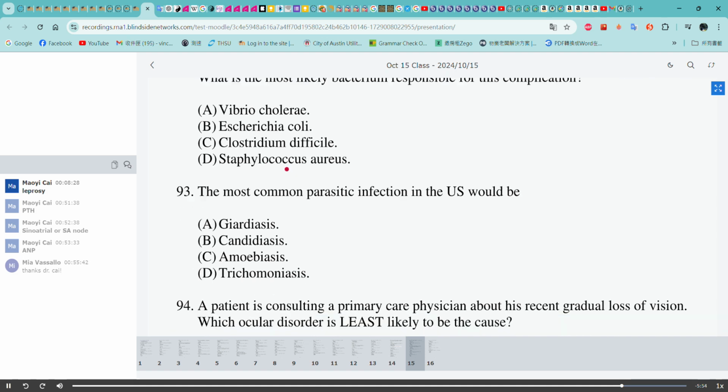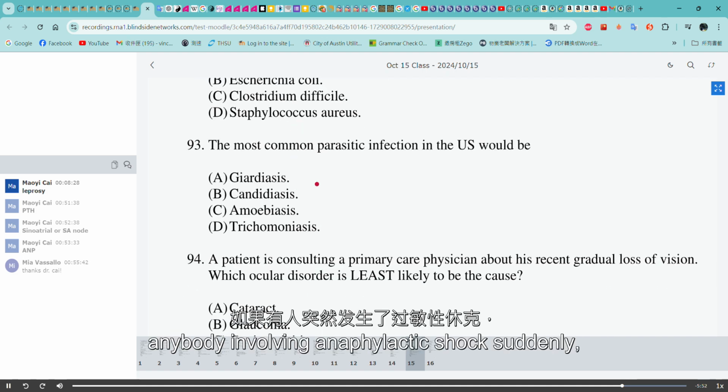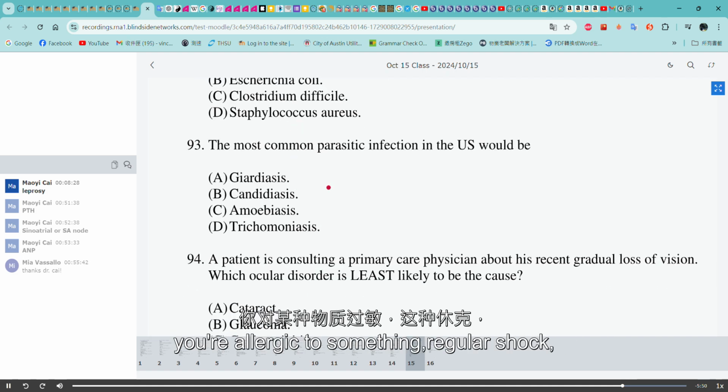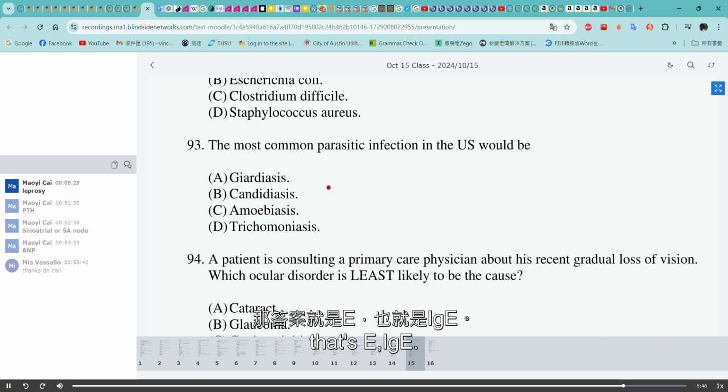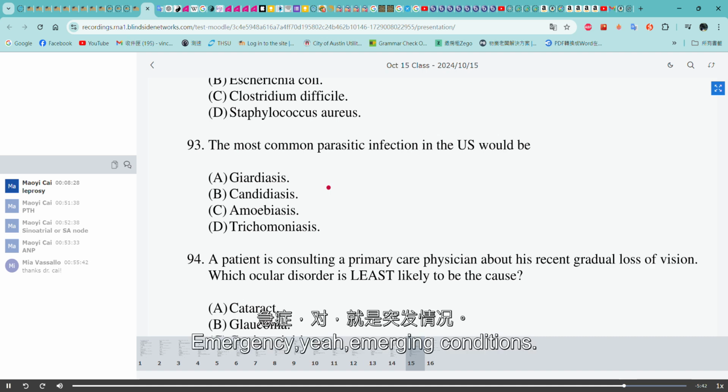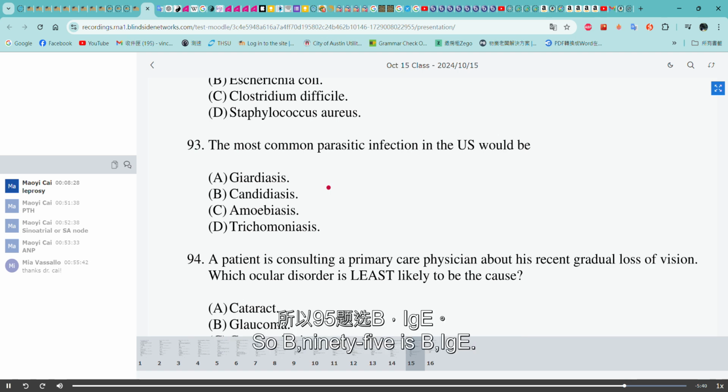95, anybody involved in anaphylactic shock, suddenly allergic to something and getting a shock. That's E, IgE. E, you can think of emergency, emerging conditions. So 95 is B, IgE.